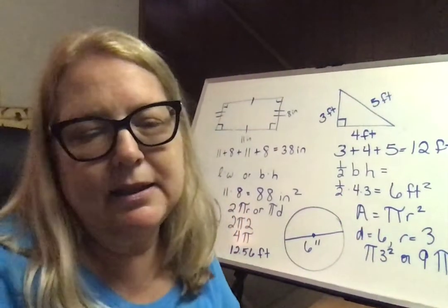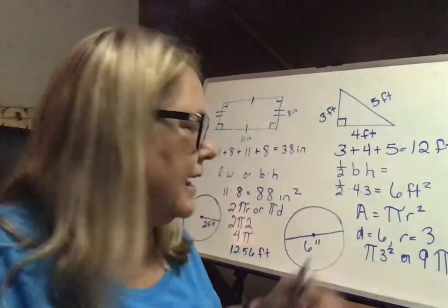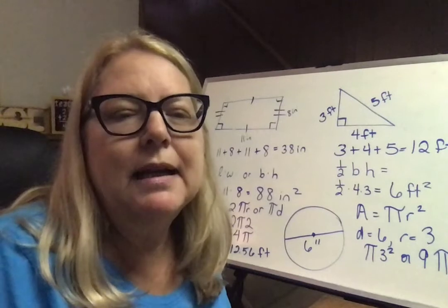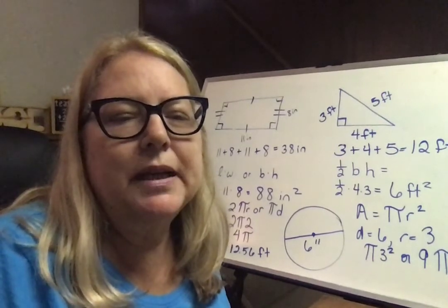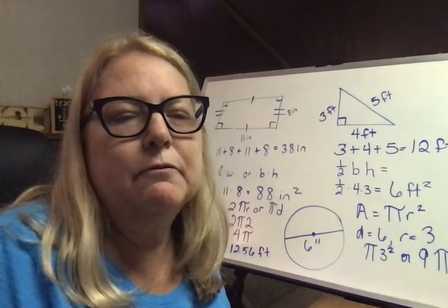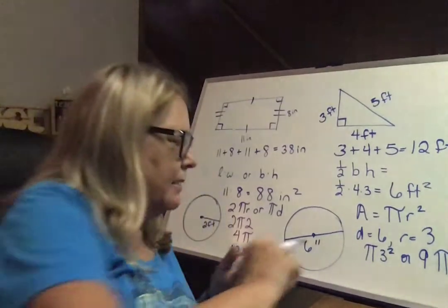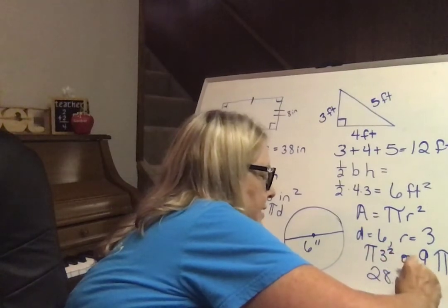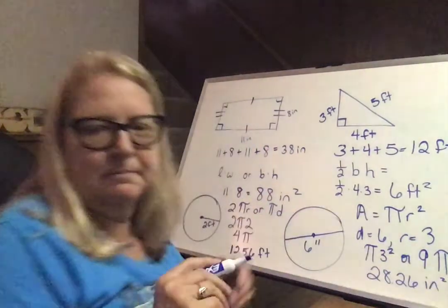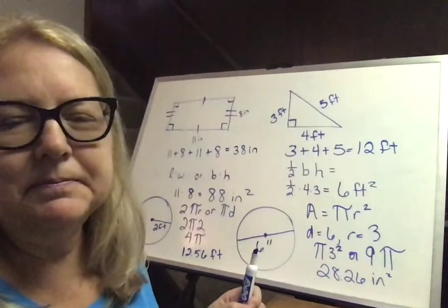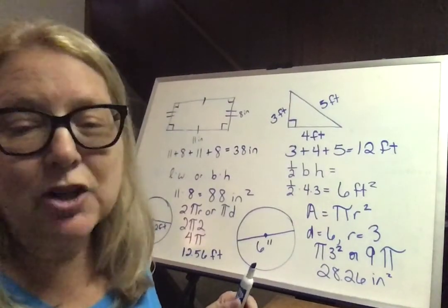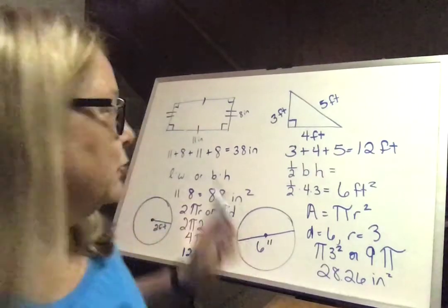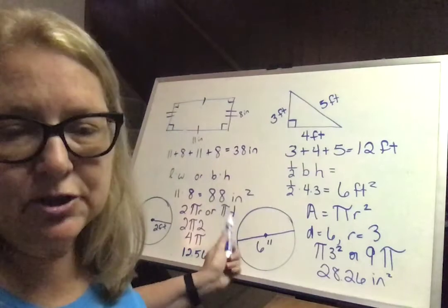And then in your calculator, you could leave it right like that. 9 pi is exact form, or pi form. 9 times 3.14 is 28.26. 28.26 square inches. And that is all there is to the area and the perimeter of rectangle, triangle, circle.